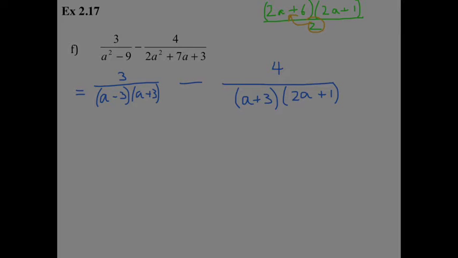Now what you do notice is I have a common bracket on each fraction. I don't have a 2a plus 1 bracket on this side, so I'm going to times top and bottom by 2a plus 1. On this side over here, I don't have an a take 3 bracket, so I'm going to times top and bottom by a take 3.